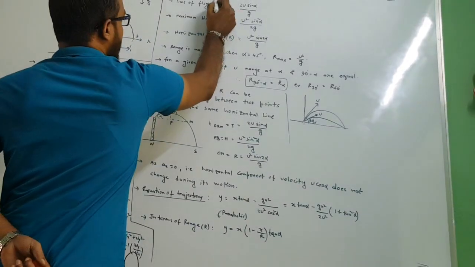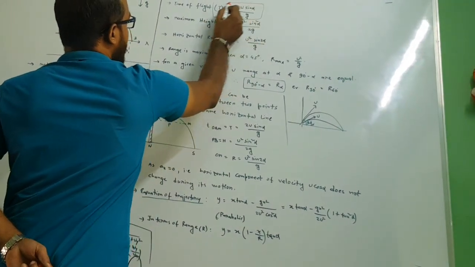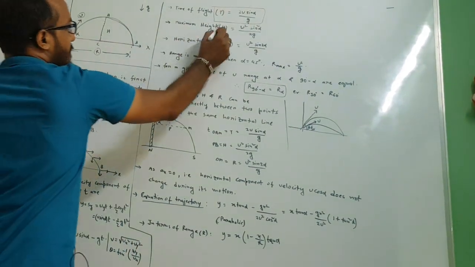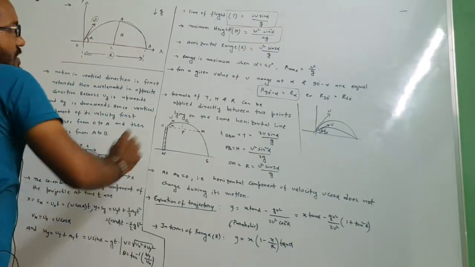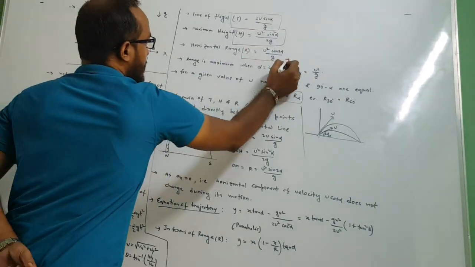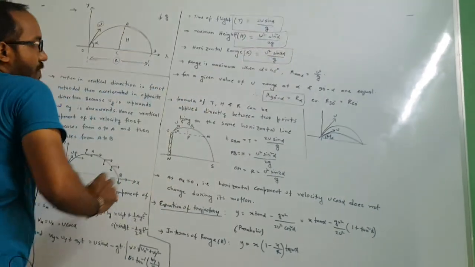Remember these formulas. The time of flight is your 2u sin alpha by g. The maximum height is your u square sin square alpha by 2g. Horizontal range R is u square sin 2 alpha by g.